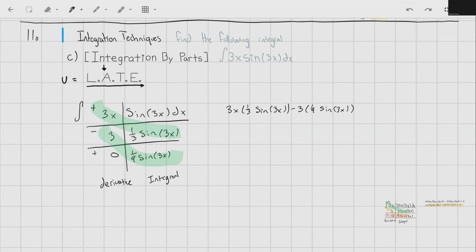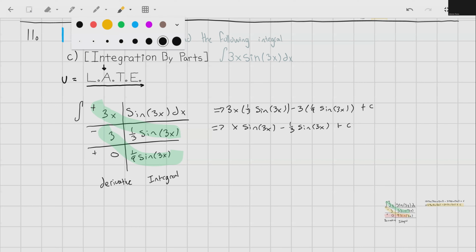So we can simplify this to x sine 3x, minus 1/3 sine 3x. And then, of course, plus c. And then this is the final answer.